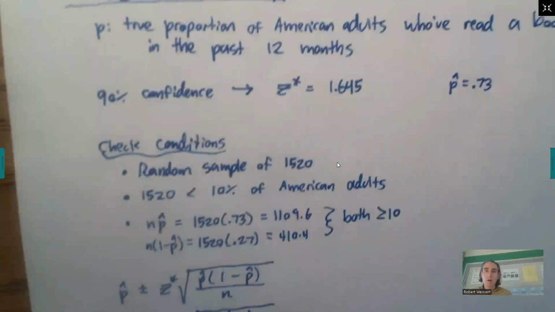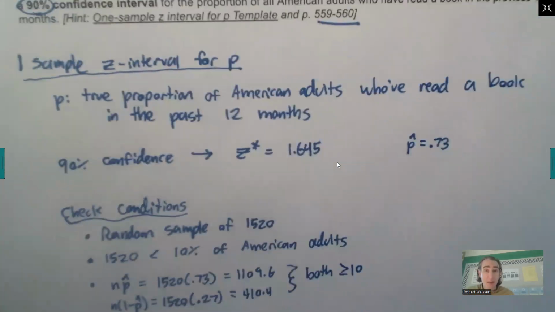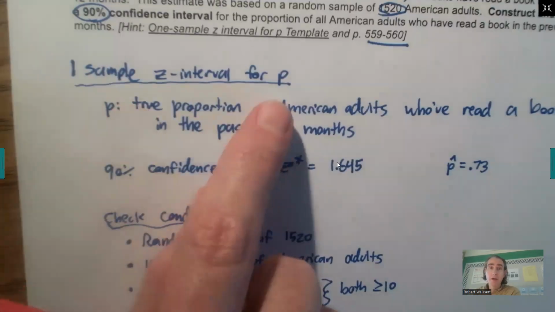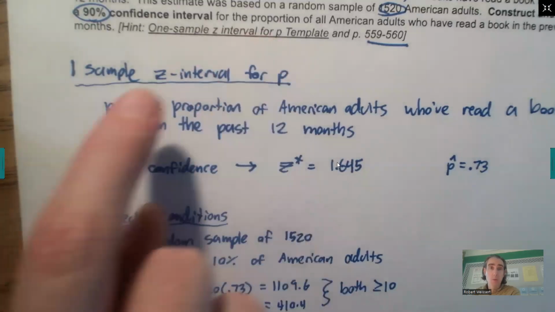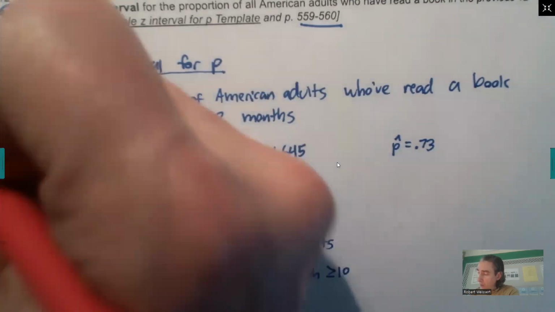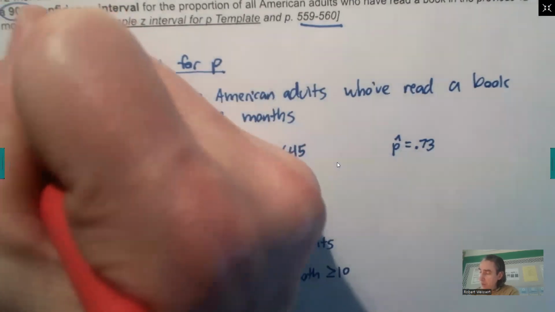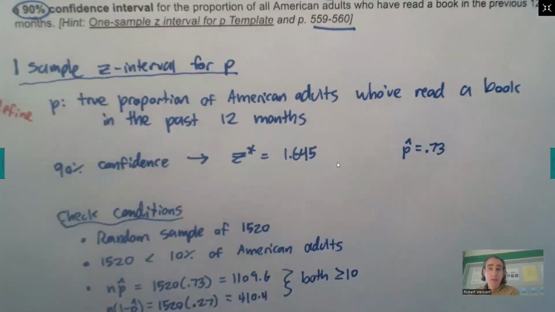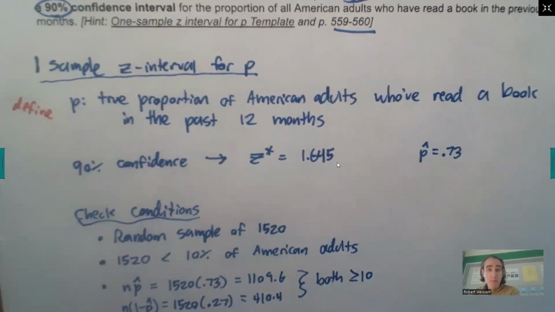So we're going to follow, loosely, the state plan do conclude model. First, I like to name the interval from the onset. You're not going to be told what the interval is, but this is a one sample Z interval for P, where P should be defined. Always define it. The true proportion of American adults who have read a book in the past 12 months.